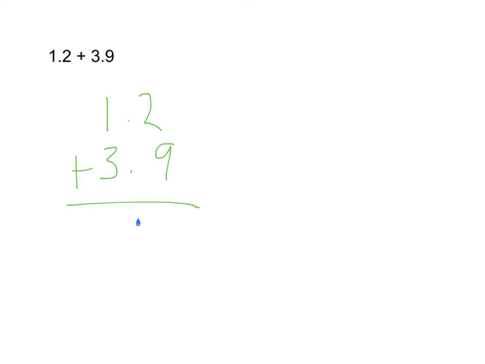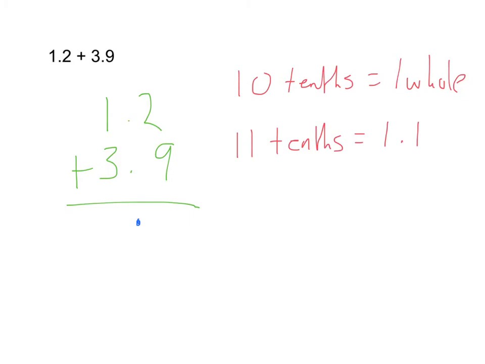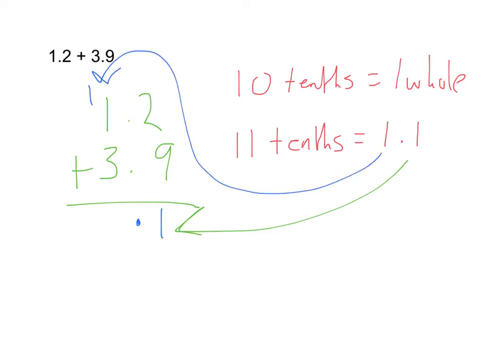We need to remember that 10/10 is the same as 1 whole. So if we have 11/10, we really have 1 whole and 1/10. So what we're going to do is take that 1/10 and bring it down. And we're going to carry over that 1 whole to our next part. So we're going to have 1 whole plus 1 whole, which is 2 wholes, plus 3 wholes, which is 5 wholes. So our sum is 5 1/10.